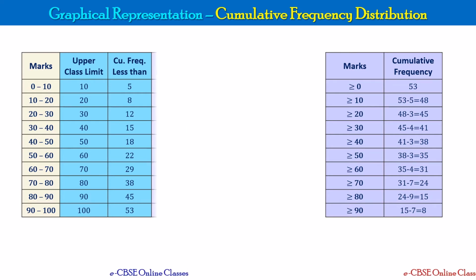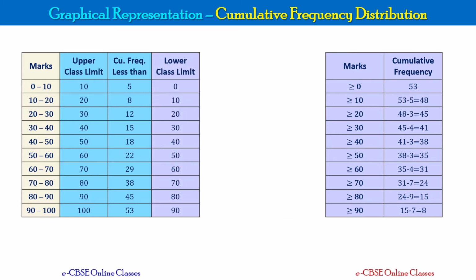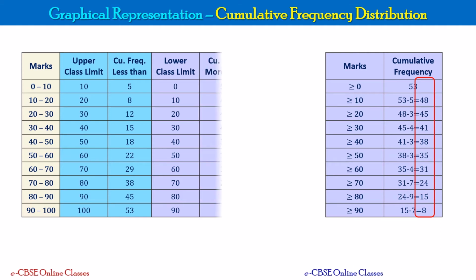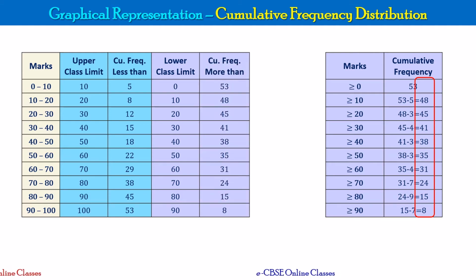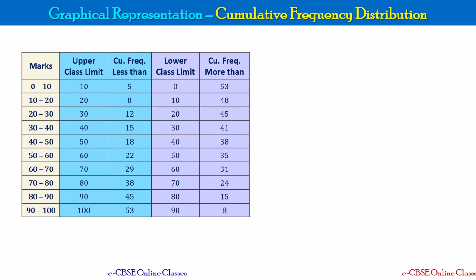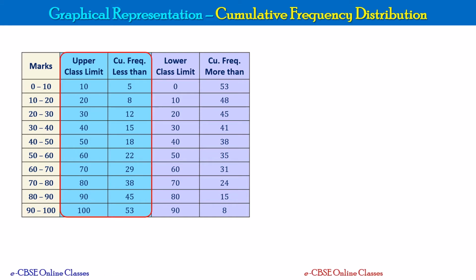Next, I'm making another column and calling that lower class limit. So for each class, for example, for the first class 0 to 10, the lower class limit is 0. Similarly, for the next row it is 10 and so on up to 90. And I'm using the cumulative frequency of more than type and making the next column and calling that cumulative frequency distribution of more than type. The next step is basically to use the data of cumulative frequency of less than type and make a plot out of it.